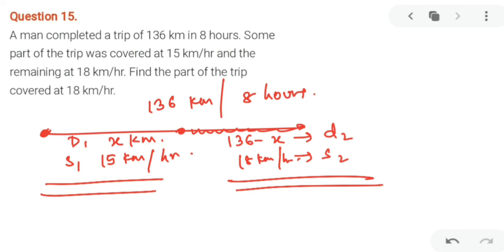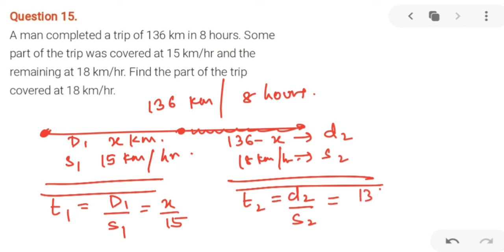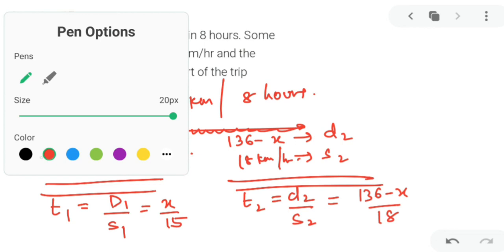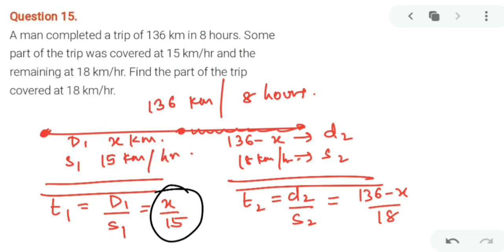Okay. So what equation we can make is, now we know that time is distance upon speed. So time 1, can I say distance 1 upon speed 1? That will be x upon 15. And time 2, can I say distance 2 upon speed 2? That will be 136 minus x upon 18. So I have two times with me. I have x upon 15 as time 1 and time 2, so 136 minus x upon 18.